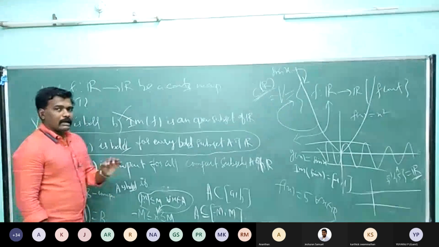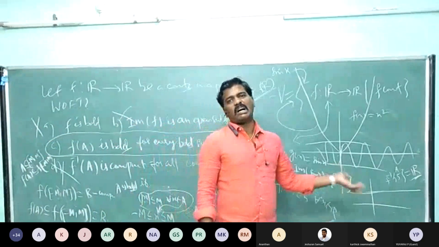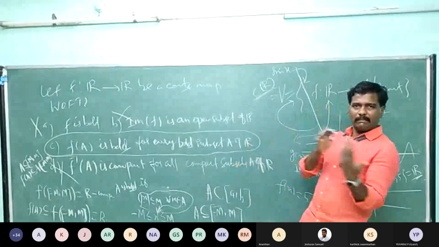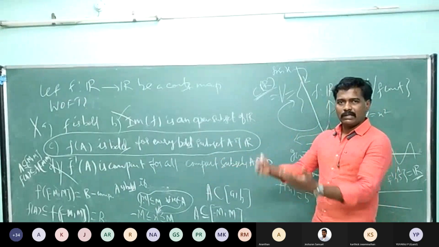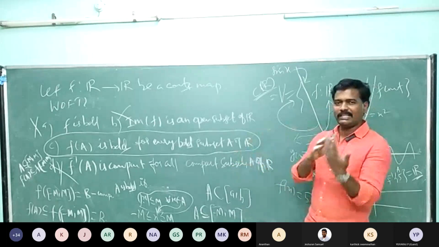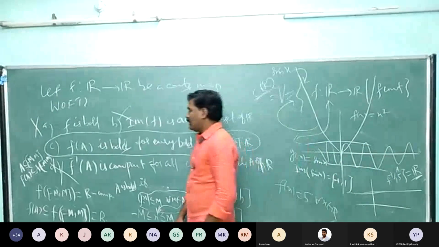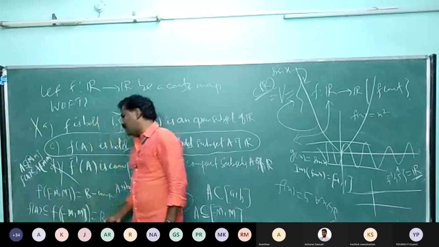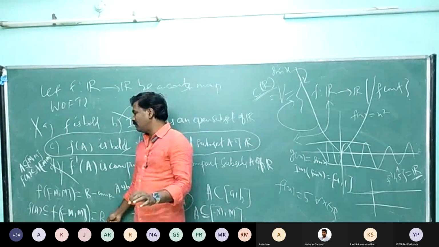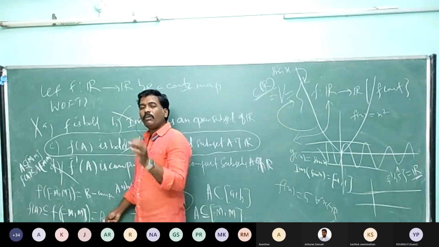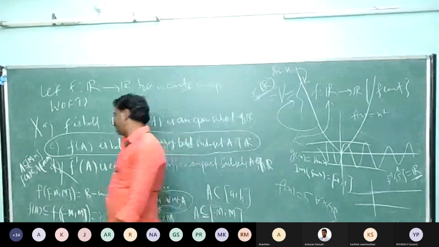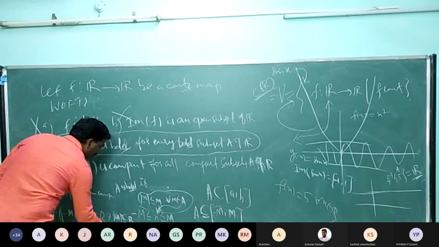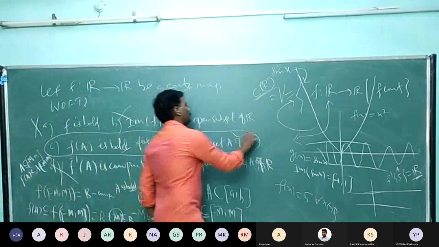Now, for compact sets: compact implies closed, compact implies bounded, but the converse is not true. So, continuous image of a compact set is compact, and F of A is completely contained in this compact set. B is closed, B is bounded. Once B is bounded, F of A is completely contained in it, which implies that F of A is also bounded. So this is always true.